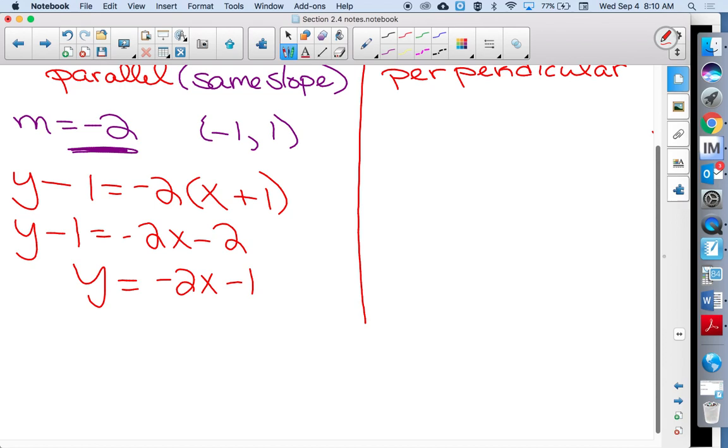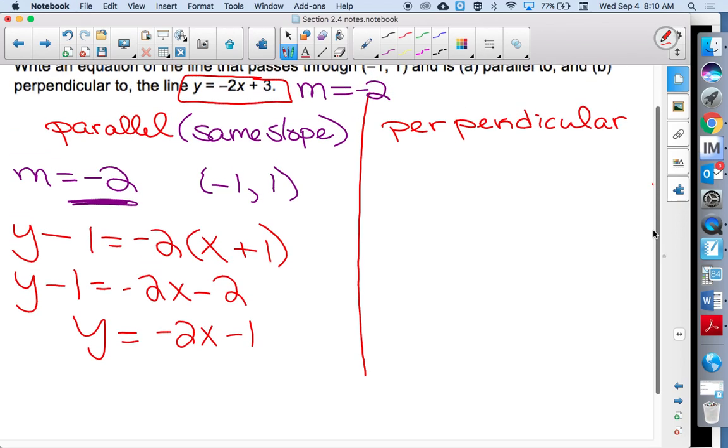How would you find a perpendicular line? So now we're going to take this same point, but I want a line that's going perpendicular. Something like this. Nick, what would that mean if we're trying to find a perpendicular line? Right, so the slope has to be opposite reciprocals.